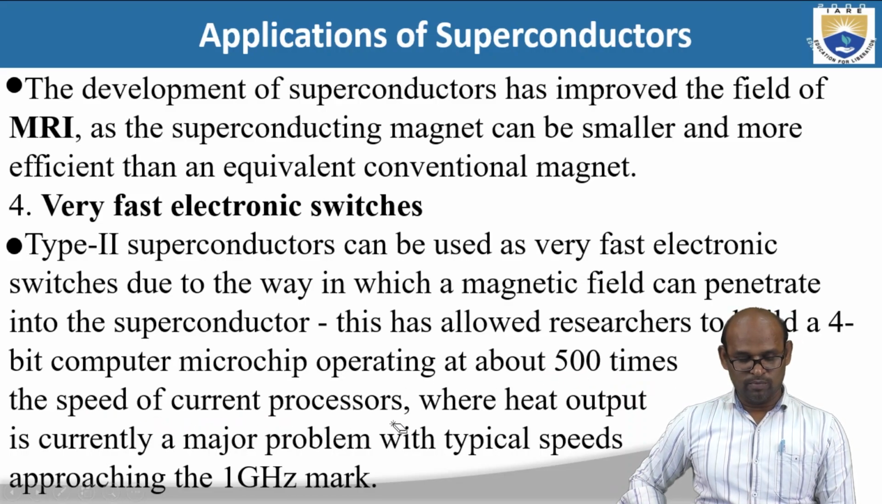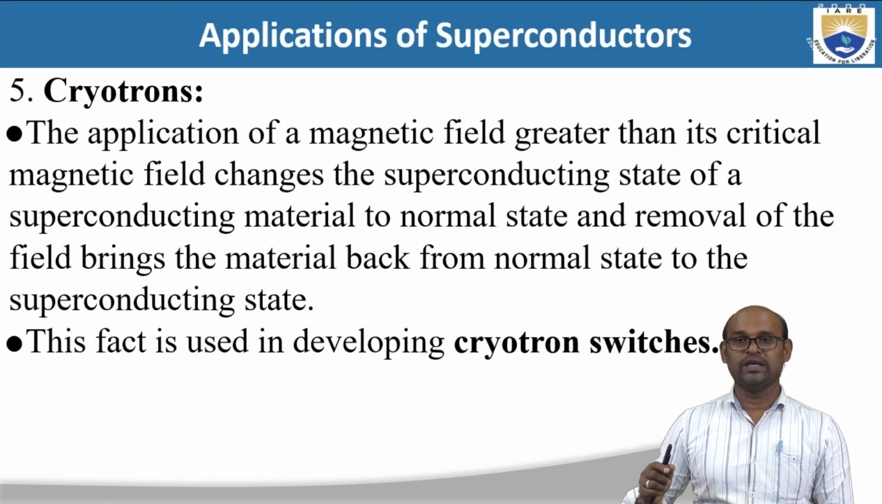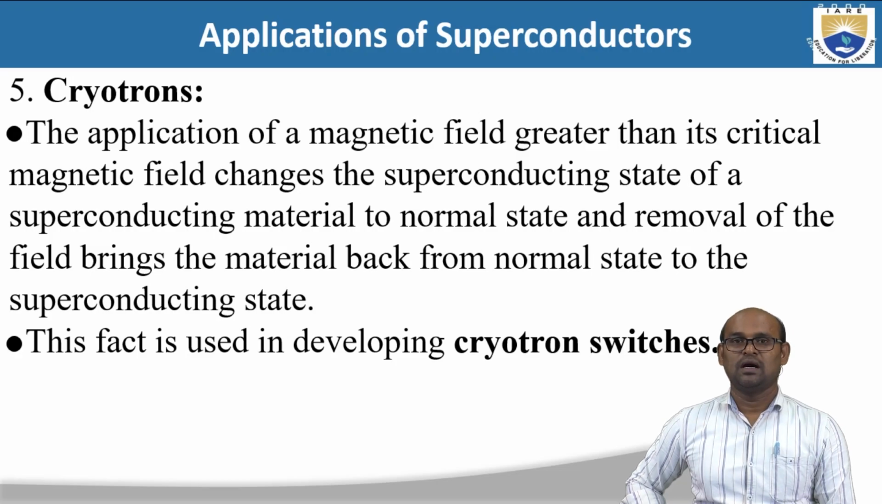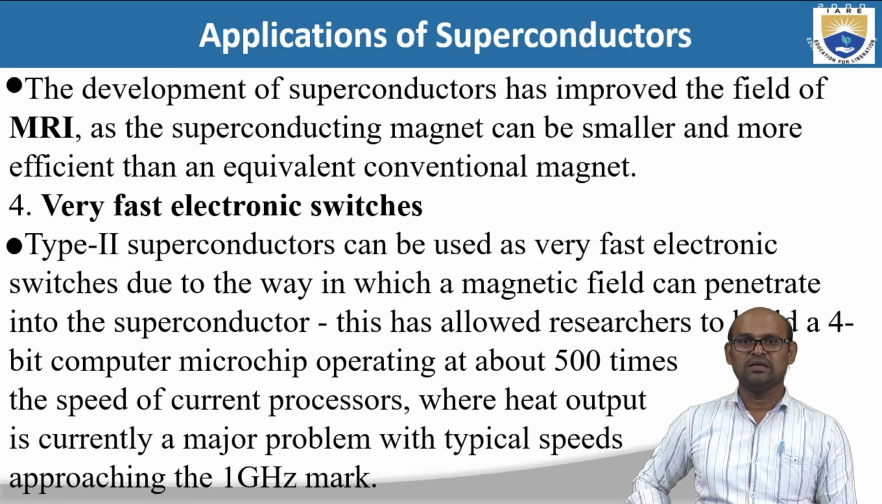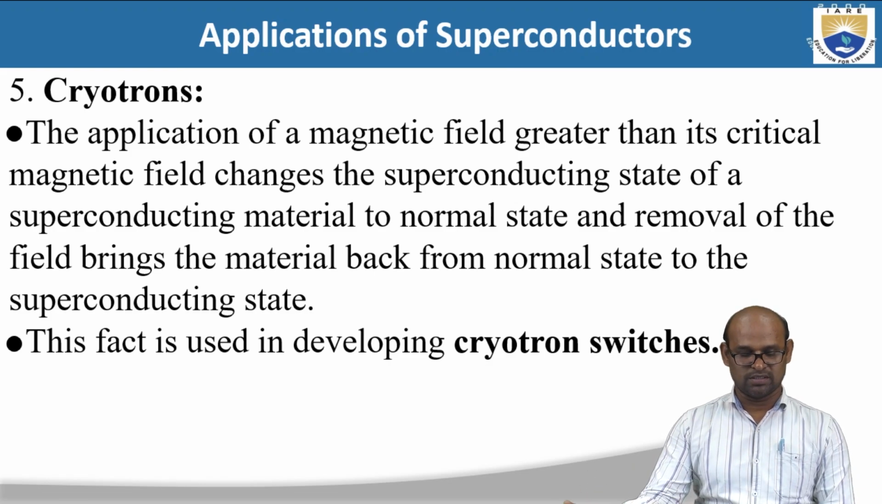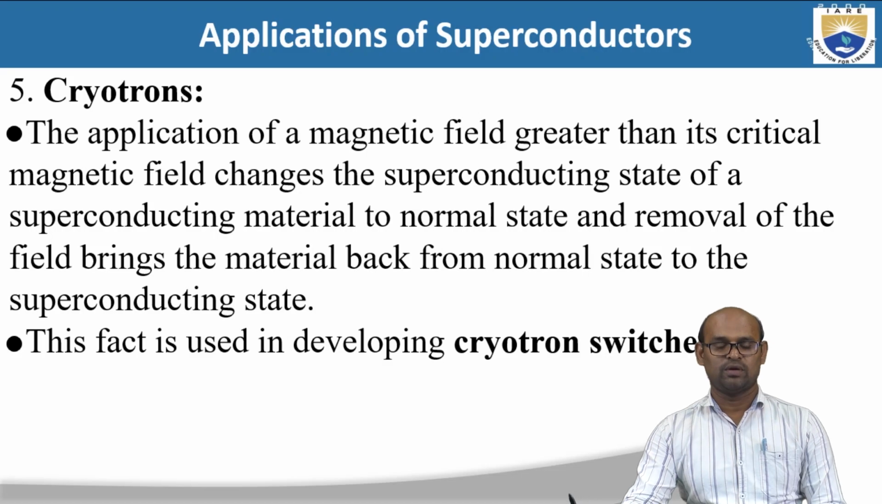The only problem is that there is a generation of heat. If we can manage this heat, then we can use these type 2 superconductors in making very fast electronic switches as well as in computer microchip operating systems. So the fifth application of superconductors is cryotrons.